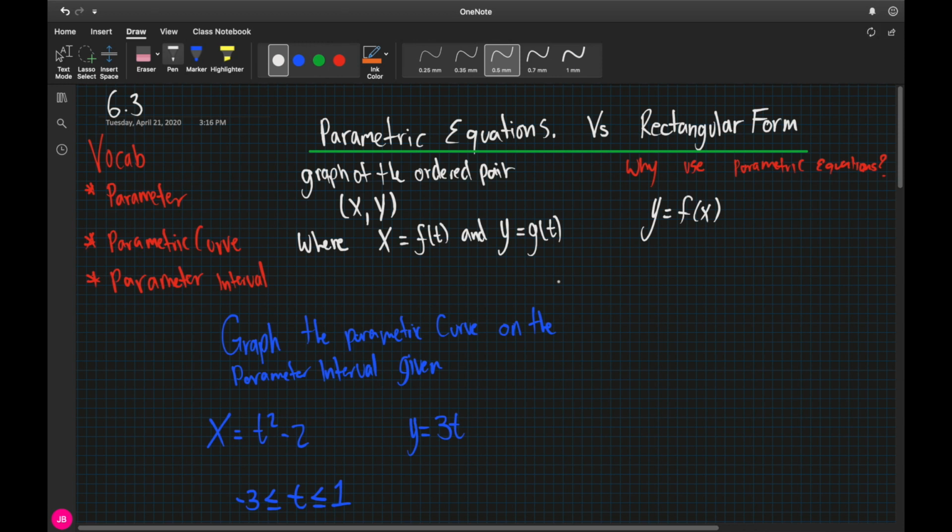Today we're going to be talking about parametric equations. Parametric equations are equations that have an ordered pair, x and y, but where the function for x and the function for y are different and not related to each other. In comparison, we also have the rectangular form of an equation, which is sort of what we're used to, where y is a function of x.